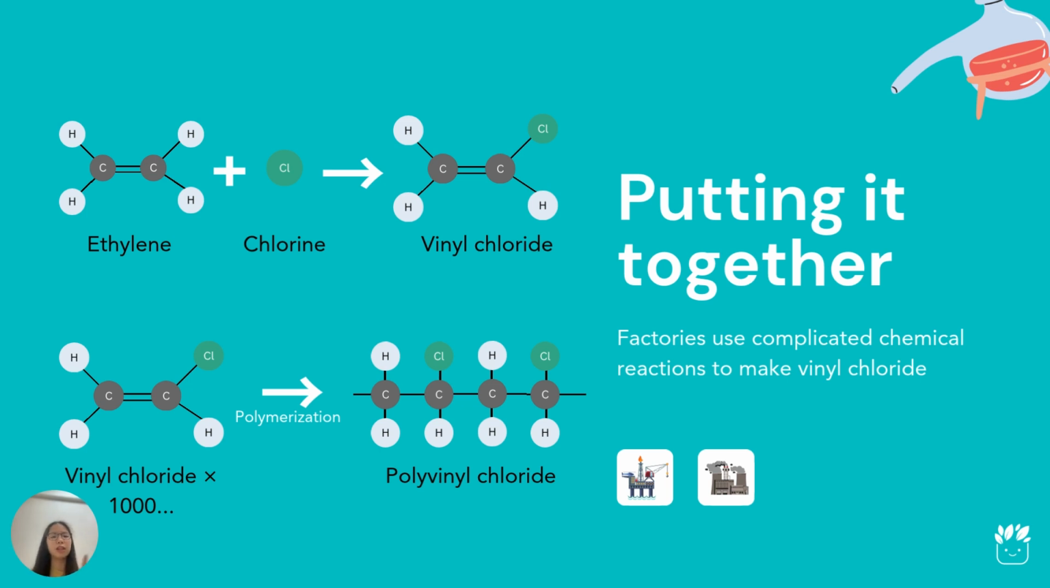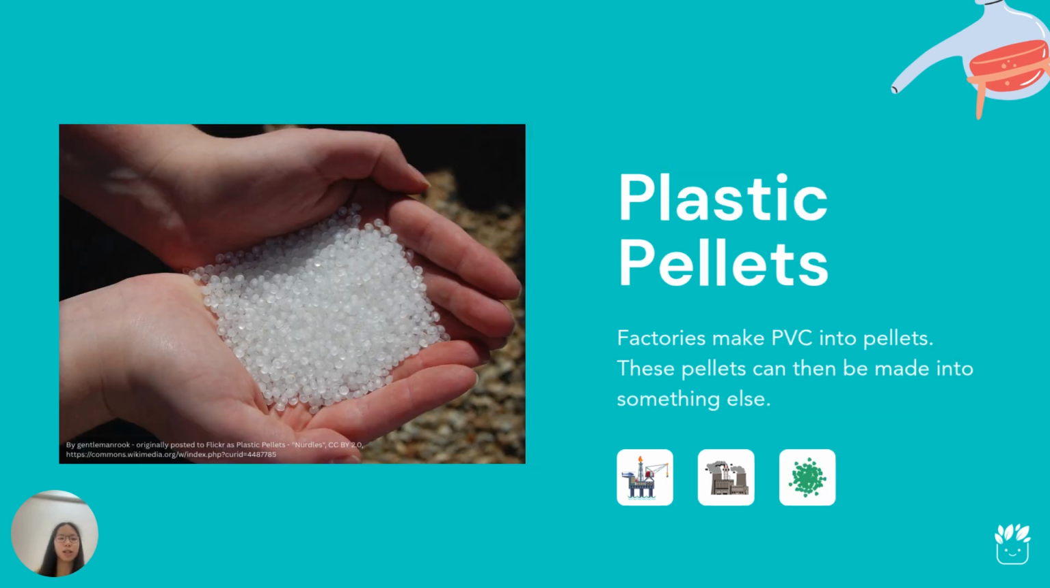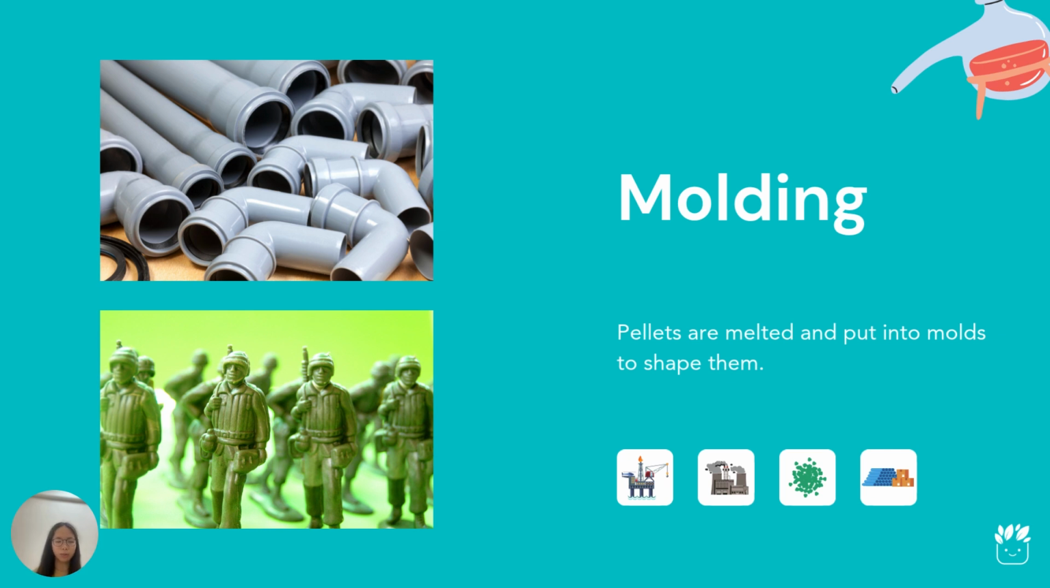After getting all these PVC chains, or polyvinyl chloride chains, factories most often make them into pellets. Pellets are basically these small, round granules, think of rice, but just rounder and a lot lighter. So the PVC chains are formed into these plastic pellets. These pellets are then sent to a different factory to be made into something else. Enter molding. So those pellets that we just talked about, they get melted down and put into molds. And after you cool those things, they become the pipes and the toys that you play with.